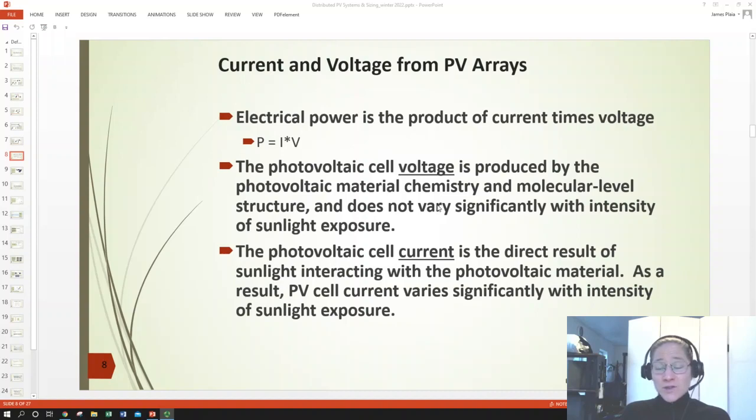Voltage, on the other hand, will change significantly with temperature, which tends to go hand in hand with times of greater irradiance. Think summer. So they're independent but related. On the flip side, our photovoltaic cell current is the direct result of sunlight interacting with our material. So you can think of more sunlight, more current at the same voltage, unless it gets hot.